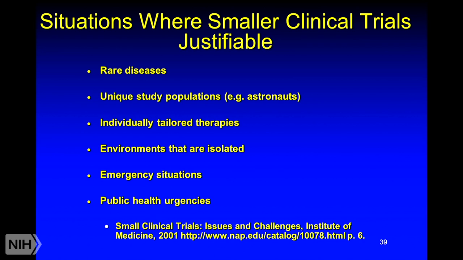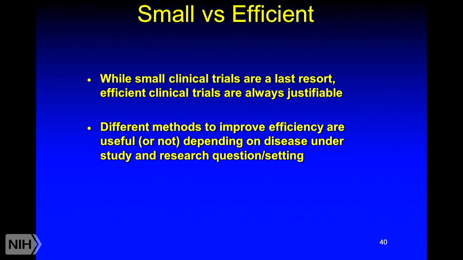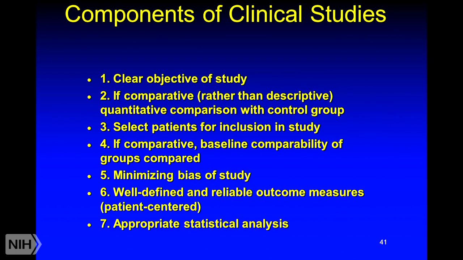Emergency situations and public health urgencies are the places where we might actually want to do these things. So while smaller clinical trials are a last resort, efficient clinical trials are always justifiable and really what you should want to be doing. So what we're going to do here is look at different methods to improve the efficiency of a study, which are useful or not, depending upon what situation we're talking about, what disease we're talking about, what research questions you're trying to answer, and what setting you're actually doing the study in. But these kinds of things are always applicable, whether you're doing a larger study or a smaller study.